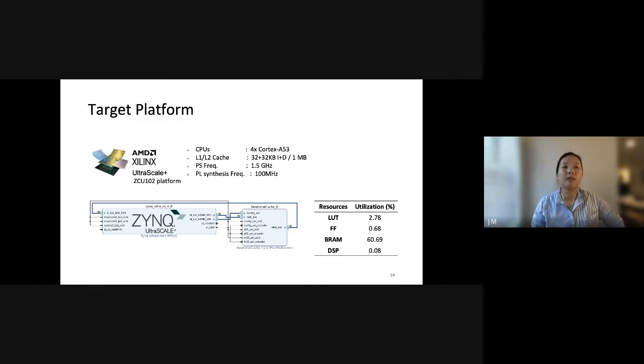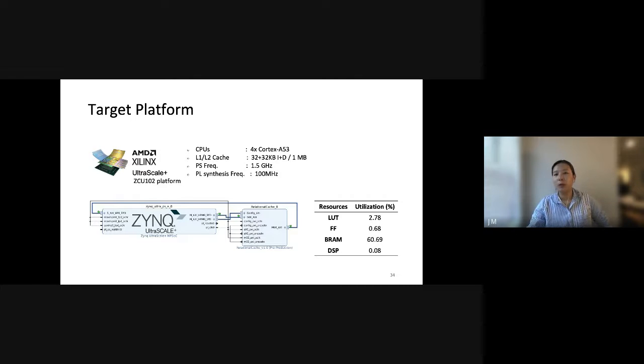We have implemented our relational memory engine on the Xilinx UltraScale Plus platform, and the PS part is working at 1.5 gigahertz, while our relational memory engine works at 100 megahertz frequency. As you can see, the resource utilization of our relational memory engine is pretty low, except for the BRAM. Since our relational memory engine stores the reorganized data into the data SPM, that requires lots of memory, but this can be reduced if we reduce the size of the data SPM of the relational memory engine.